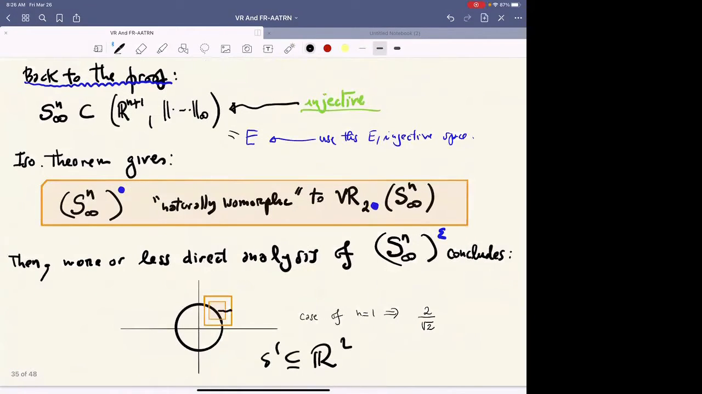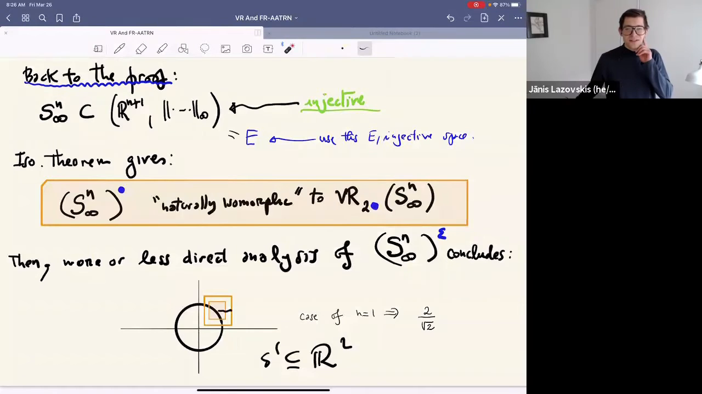So back to the proof, I was trying to give some hint, some basic idea on how we prove that Sn has only two different homotopy types. The Vietoris-Rips of Sn with L infinity attains only two different homotopy types.